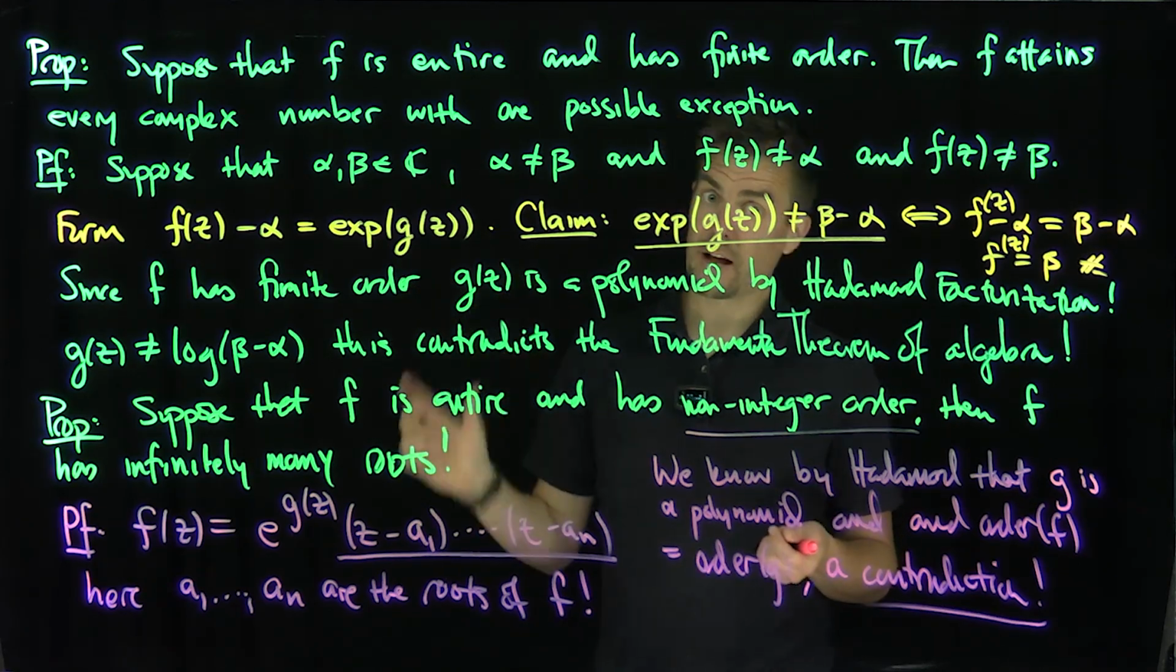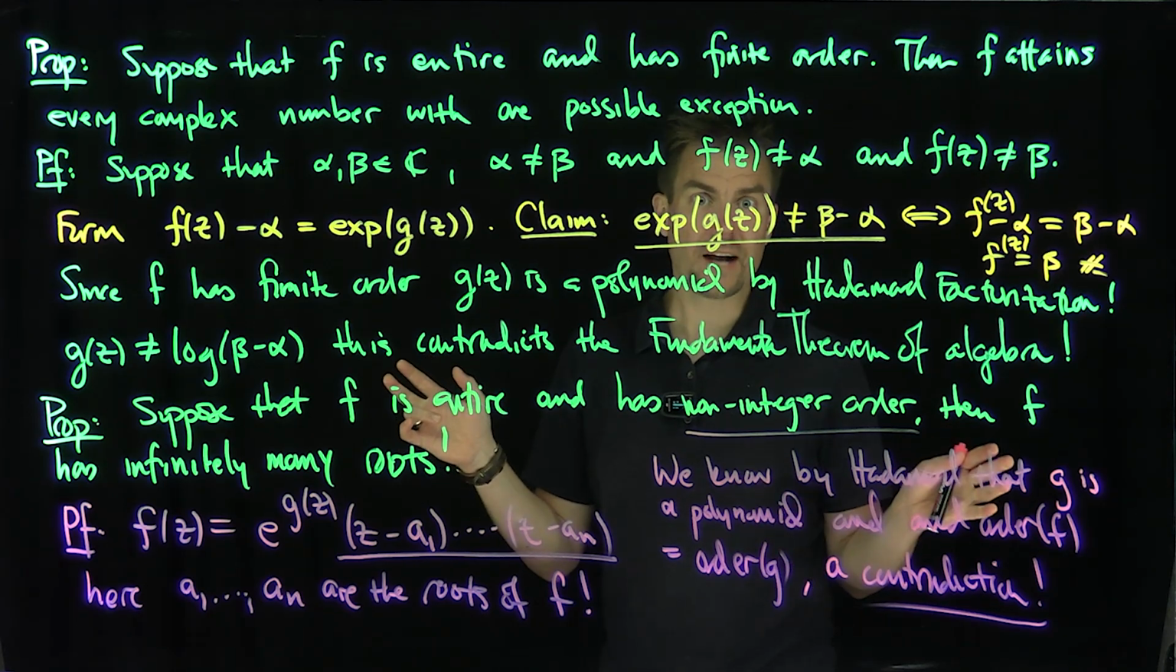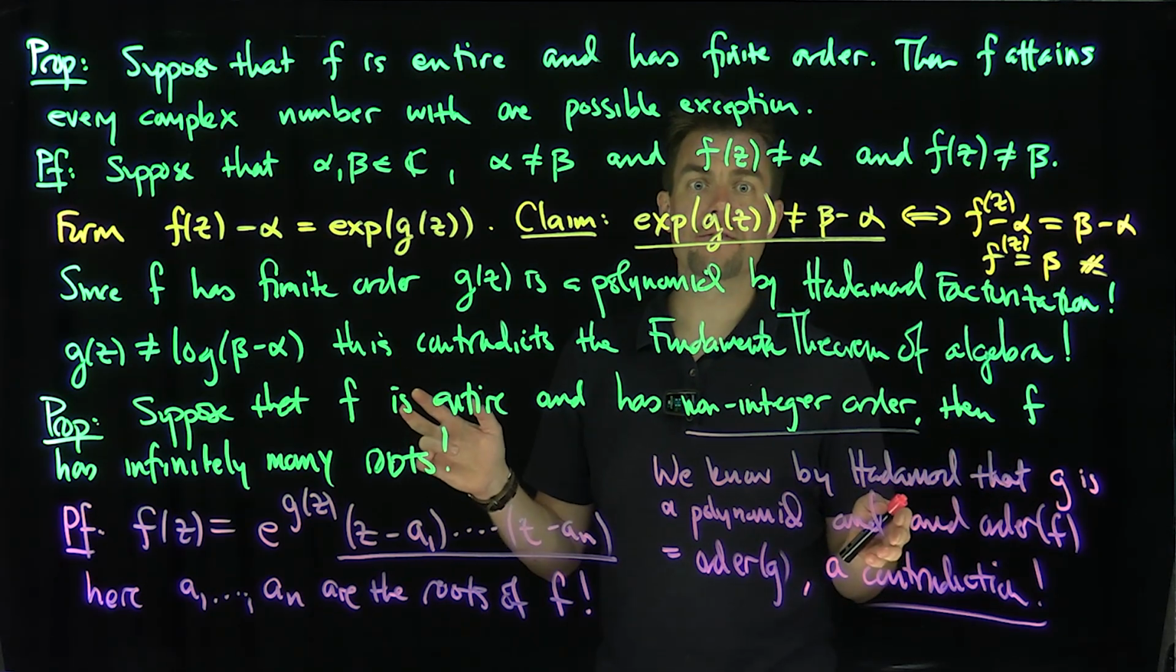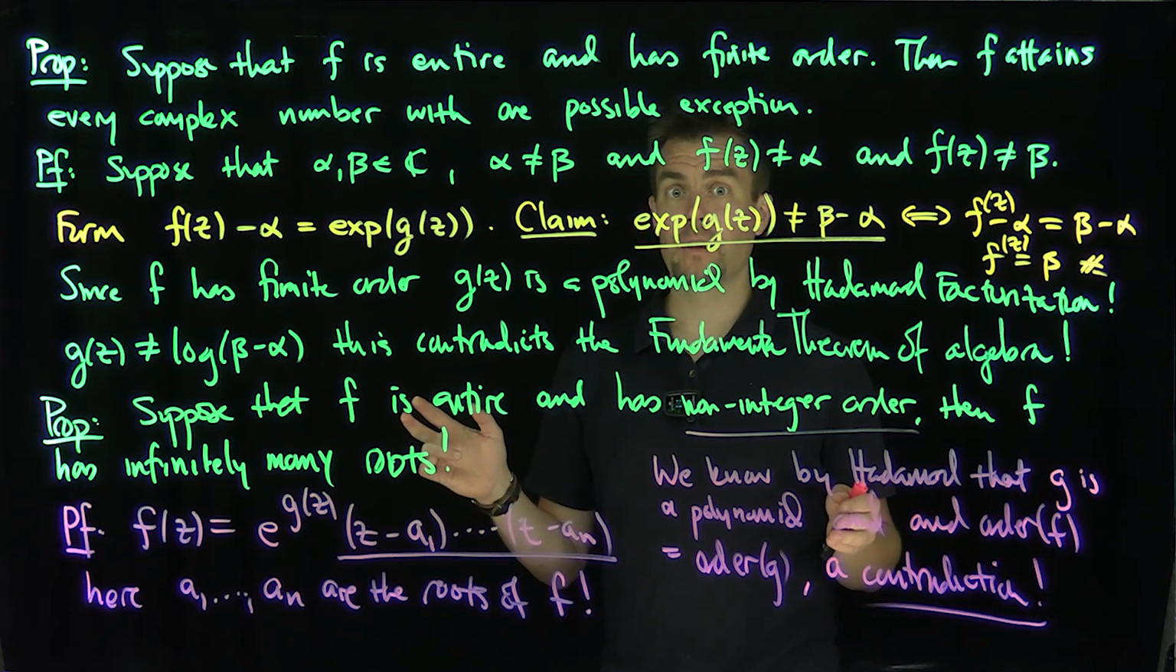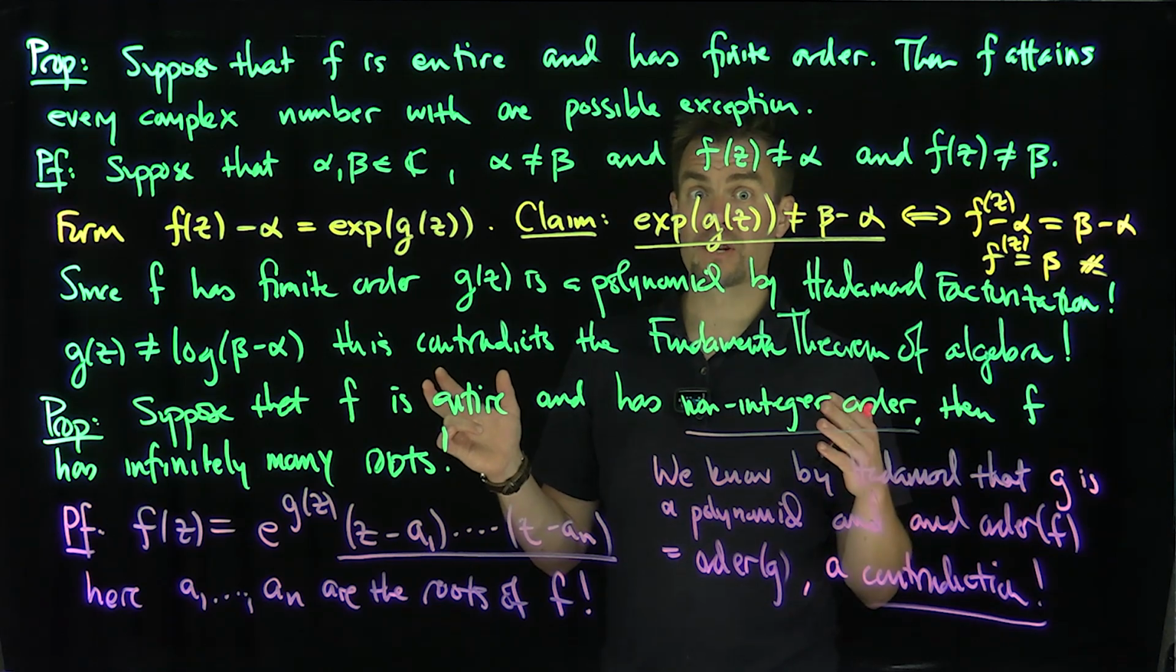So if you have an entire function whose order is fractional, non-integer, or irrational as well, it will automatically have an infinite number of roots and it will take every complex number an infinite number of times, which is a very powerful result and is very useful in certain problems in number theory.